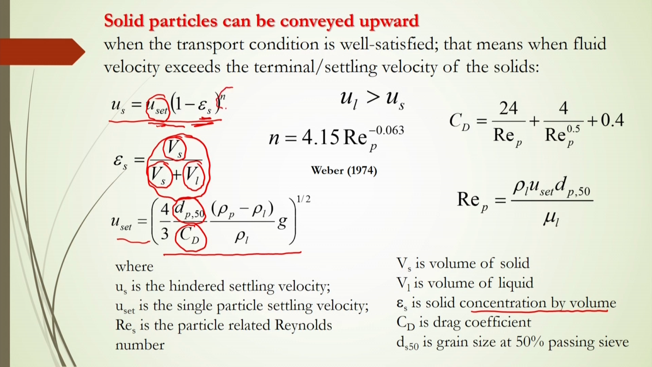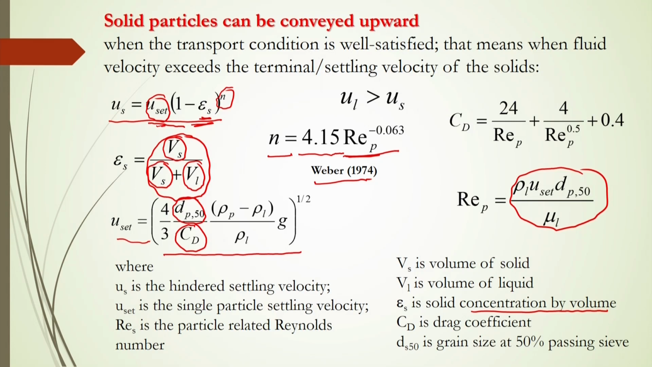And here this n is a coefficient, this coefficient depends on the Reynolds number of the particle, that is given by Weber 1974, and this will be equal to 4.15 into Rep to the power minus 0.063. So, if you know the Reynolds number, which is equal to rho L u set dp50 by mu L, once you know this Reynolds number, the coefficient n can be calculated from this equation. And once you know this n, the settling velocity and epsilon s, easily you can calculate the hindered settling inside the bed.